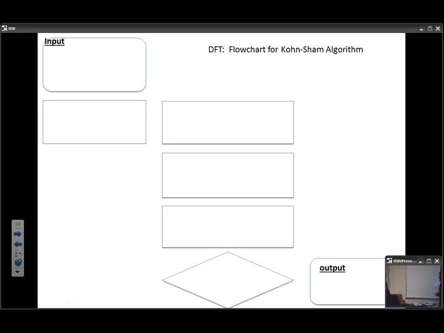So let's not everything, just please fill the output box. What would you put there? Very good. And what does it depend on? Okay. Total energy as a function of density.